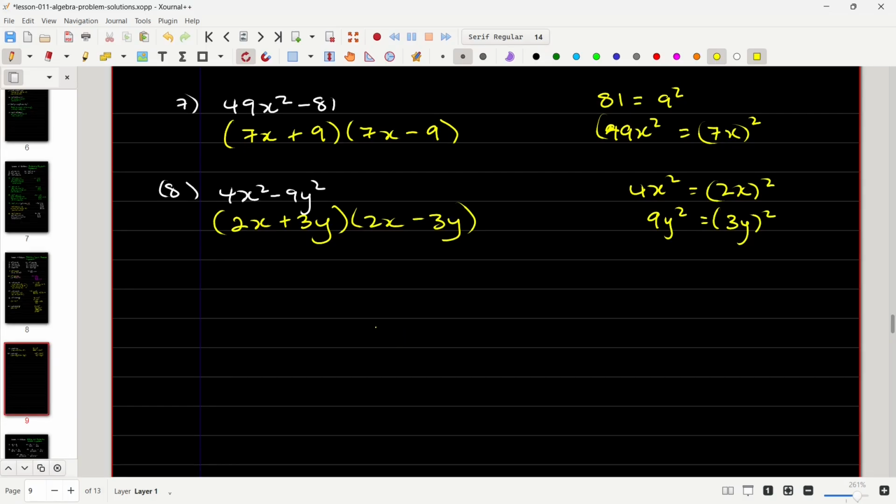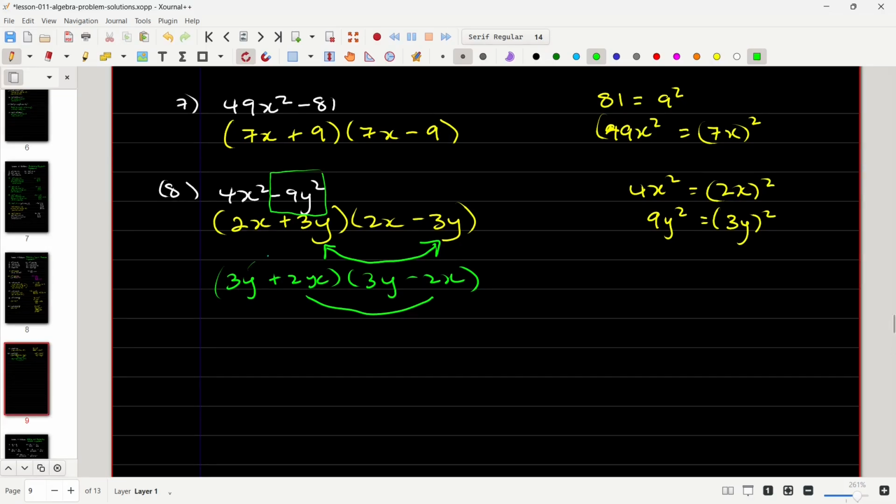Now, I almost made an error there by switching the positions of these two. If I had switched the positions, this would not multiply to give me a negative 9y squared. What I would have had is 3y plus 2x, and then 3y minus 2x. That would have been entirely wrong, because if I multiply these, I'm going to get negative 4x squared, which I don't have, and a positive 9y squared, which I don't have. So don't make the mistake of mixing them up.